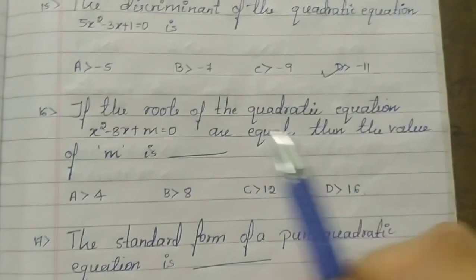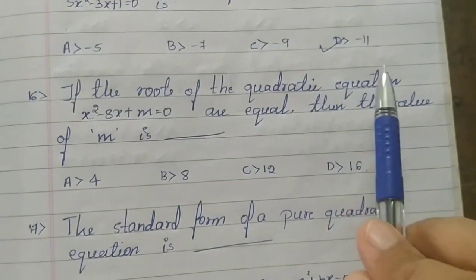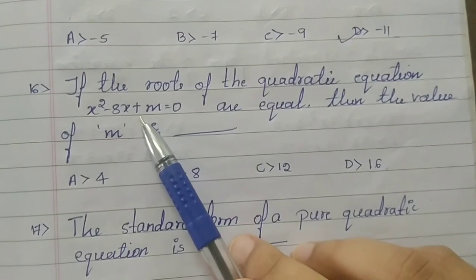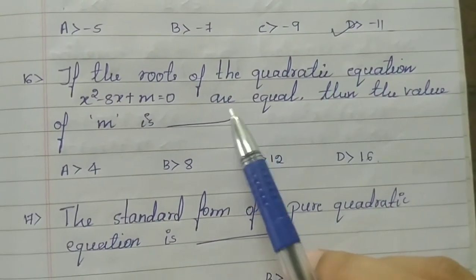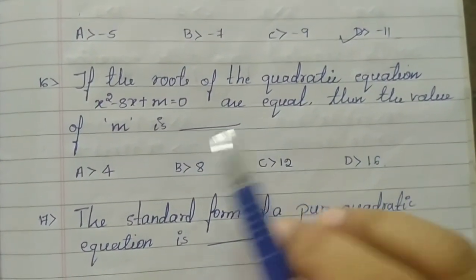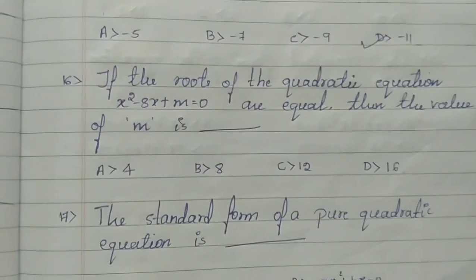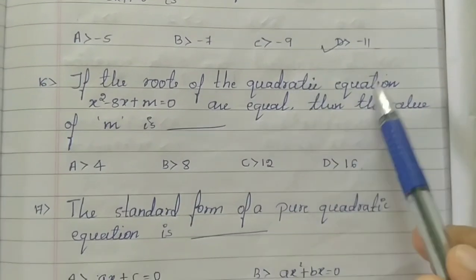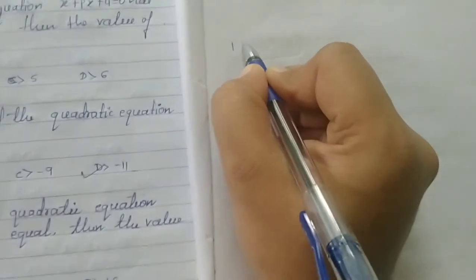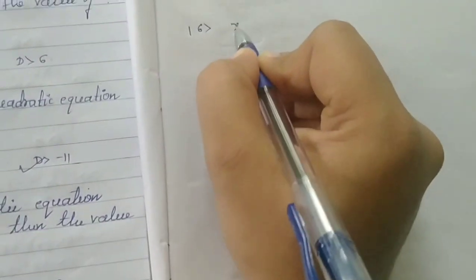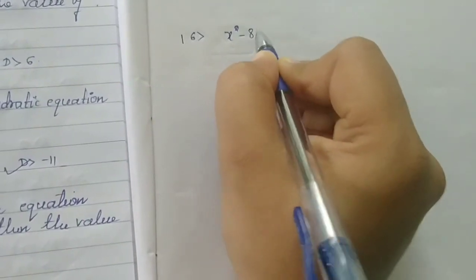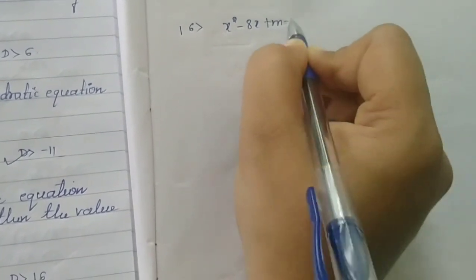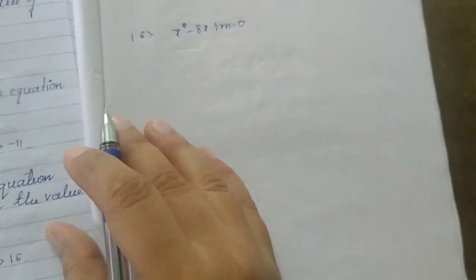Okay, so now we will see the next question. If the roots of the quadratic equation x square minus 8x plus m is equal to 0 are equal, then the value of m is what? So you have to find the value of m here. What is the condition they have given? The roots of the quadratic equation are equal, in the sense the discriminant is again 0, isn't it? So the 16th one, that is x square minus 8x plus m is equal to 0, isn't it? So now what you have to find? You have to find the discriminant.